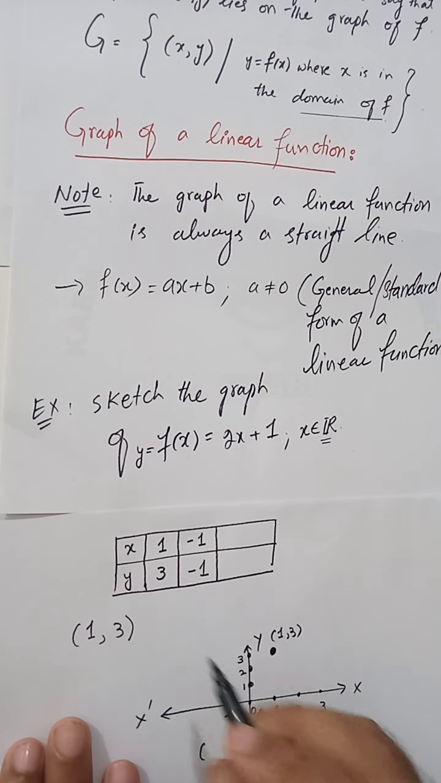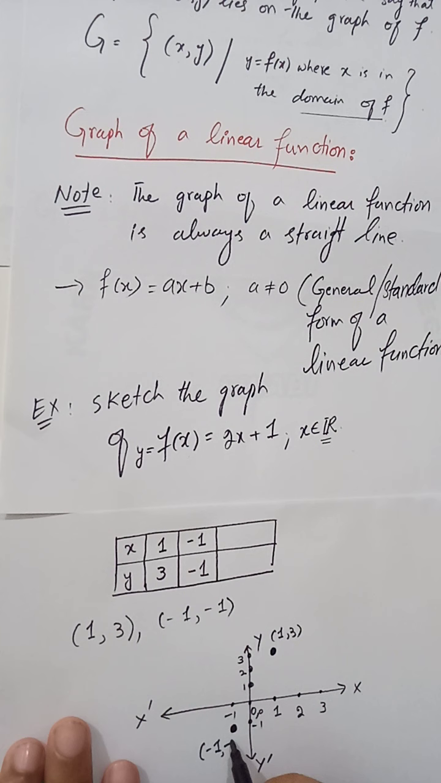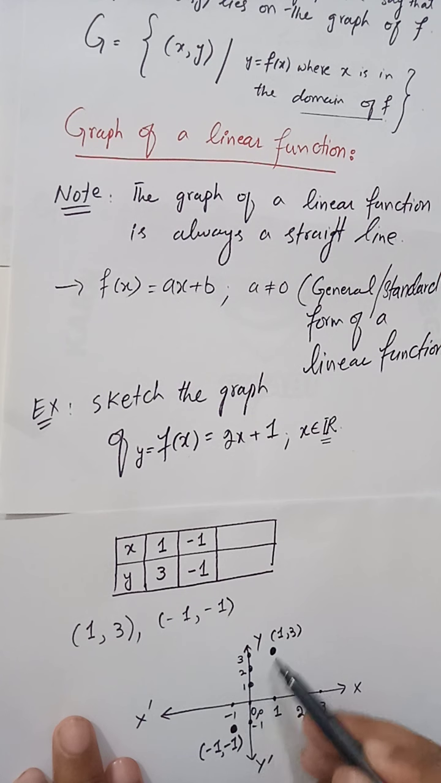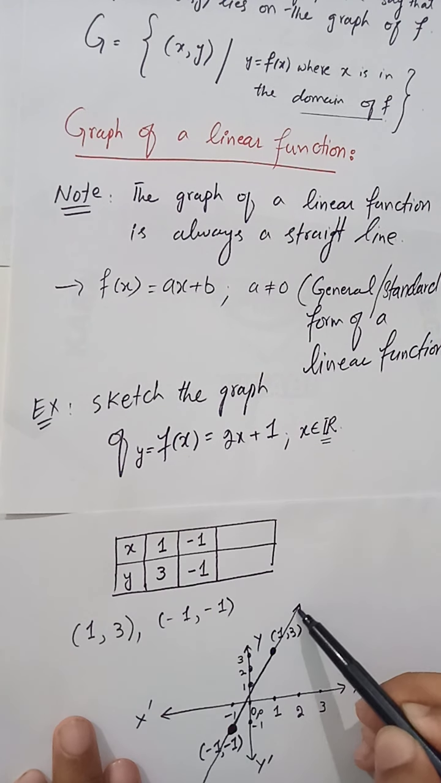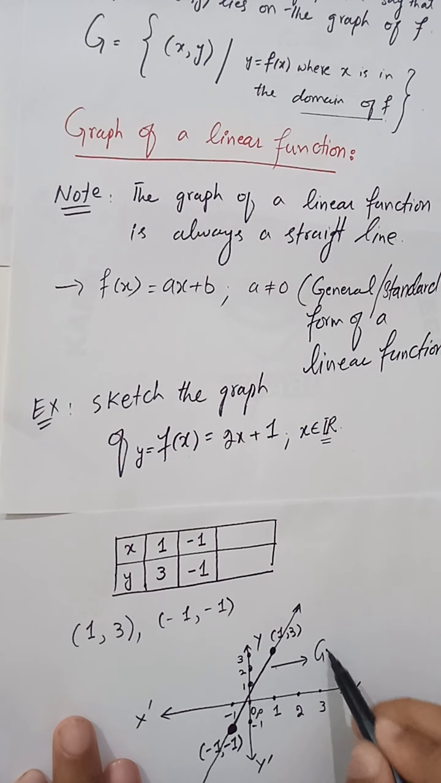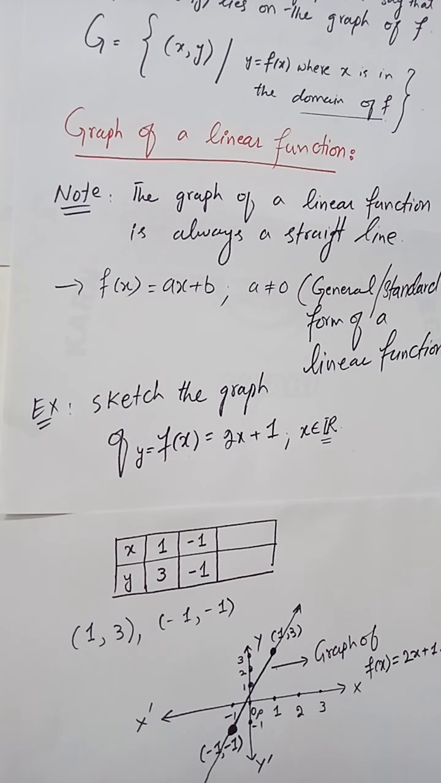The position of this point will be the second ordered pair, -1, -1. So now these are the 2 points which are plotted. So just join these 2 points and extend in both directions. So this is the graph of f of x is equal to 2x plus 1. This is one of the methods to draw the graph.